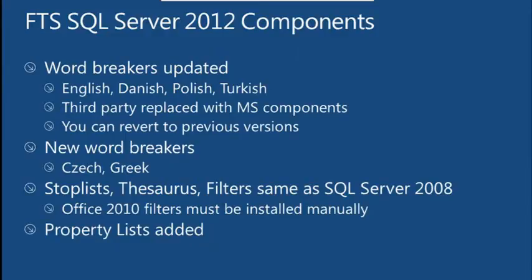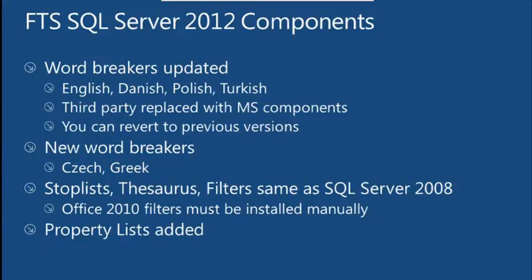I believe there are over 60 of them, and some of the word breakers have just been updated to correspond with Office 14 word breakers, I believe. And those word breakers are the ones that I've listed here: English, Danish, Polish, and Turkish. Basically what they did is they replaced components with new Microsoft components. And if you want, it's documented what the differences are so you can revert to the previous version.